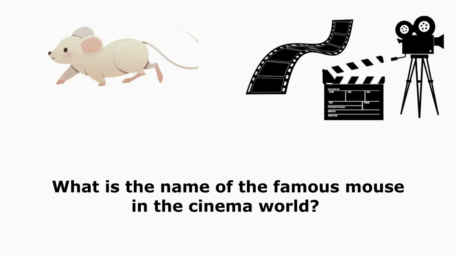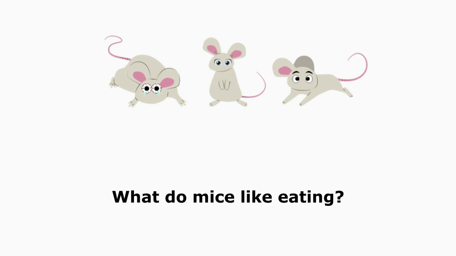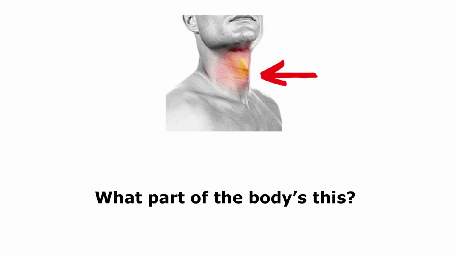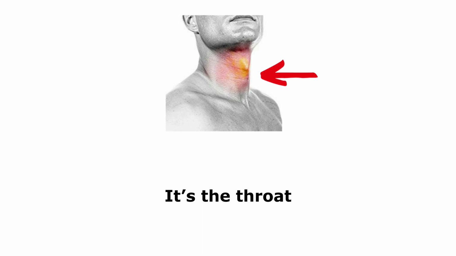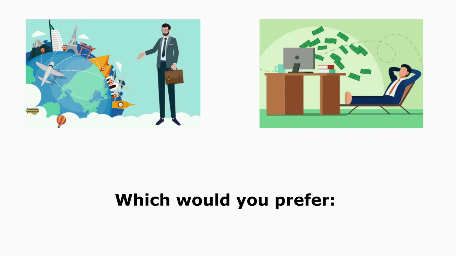Mouse, mice. What is the name of the famous mouse in the cinema world? The name of the famous mouse in the cinema world is Mickey Mouse. What do mice like eating? Mice like eating cheese, etc. Throat. What part of the body's this? It's the throat.